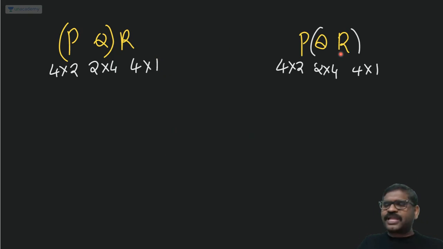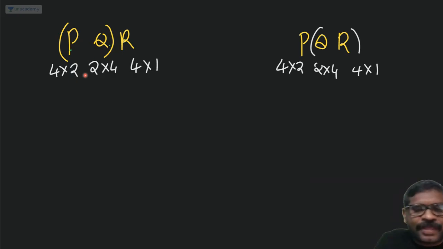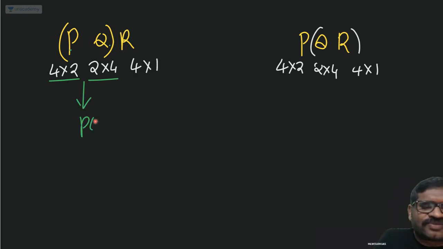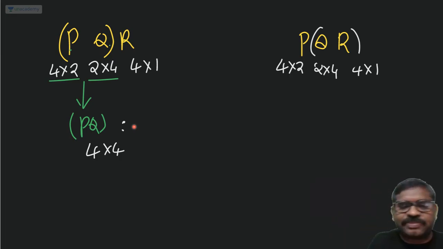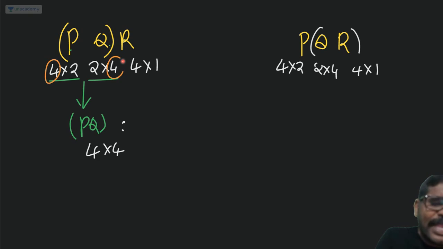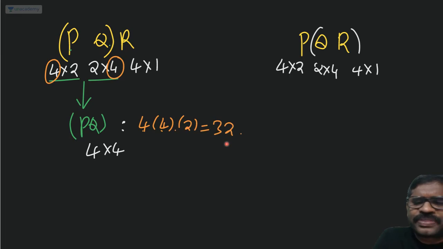Now, come here. One student multiplied P with Q. First PQ, then with R. First 4 cross 2 multiplied with 2 cross 4, the result is 4 cross 4. To create this 4 cross 4, how many multiplications did that student apply? Observe. m, p, n. 4 into 4 into 2. 4 fours are 16, 16 twos are 32. Next.